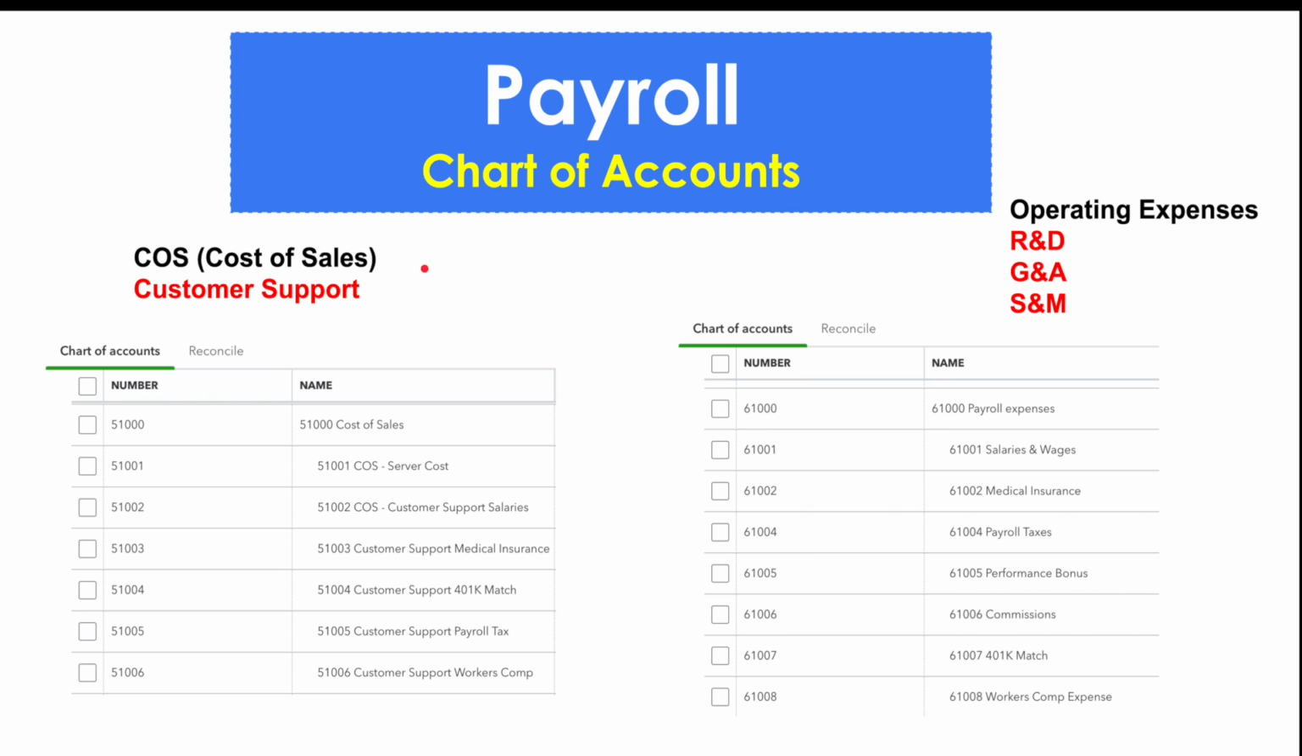So this is my chart of accounts. I have a set of accounts for cost of sales salaries, which is customer support, and I have another set of accounts for the rest of the company, which is G&A, S&M, R&D. I have a set of accounts in the chart of accounts for them versus cost of sales. Now let's flip back to our journal entry automation and see how I did that there.